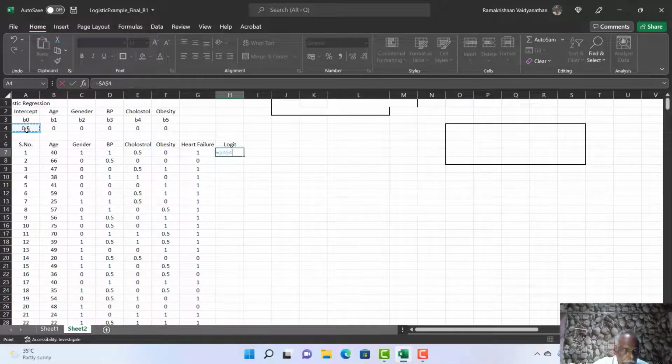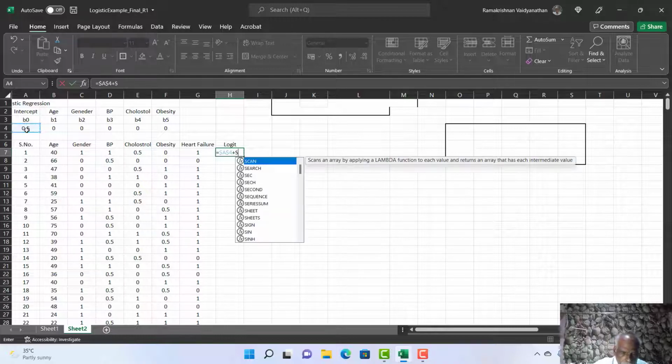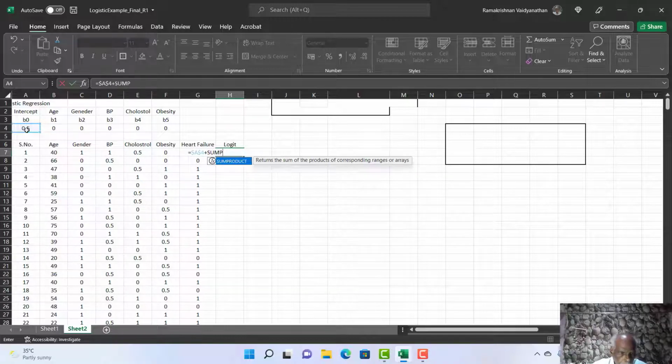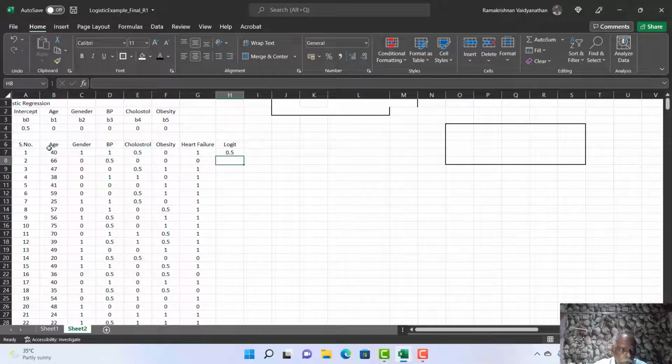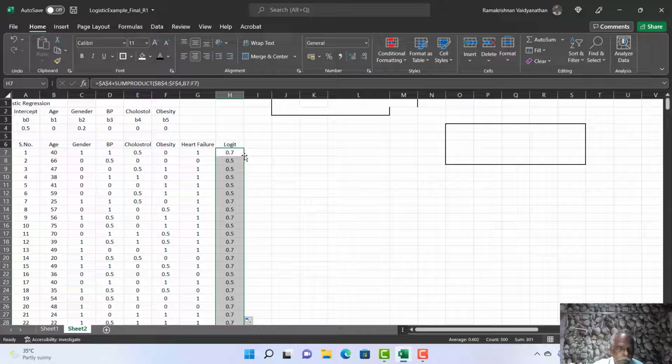I will make it as F4 plus sum product of B1 to X1. I will make it as F4. So that absolute values, comma, is B7 to F7. Close. I get a value. You know, because coefficients are 0, we get 0.5. If I make it as 0.2, I will get a different value. Right? So I will click this. So it is calculating for all the rows.